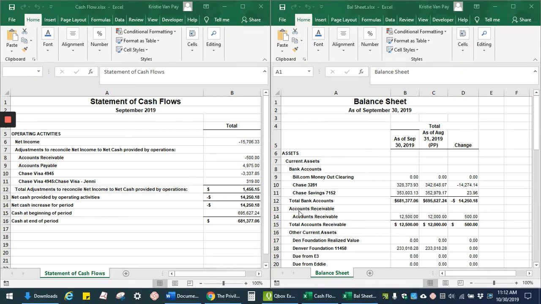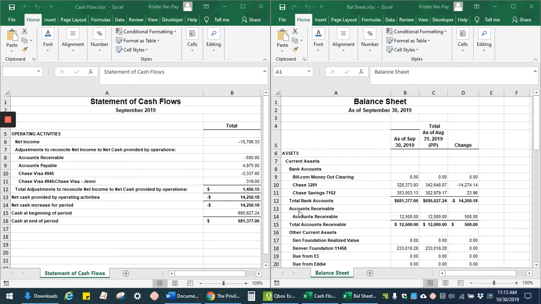The purpose of this video is to show two different ways that you can see the change in cash from one period to the next. So most of the time you would use a statement of cash flows to see this change in cash. However, the statement of cash flows can be very confusing and a lot of people don't really understand it.